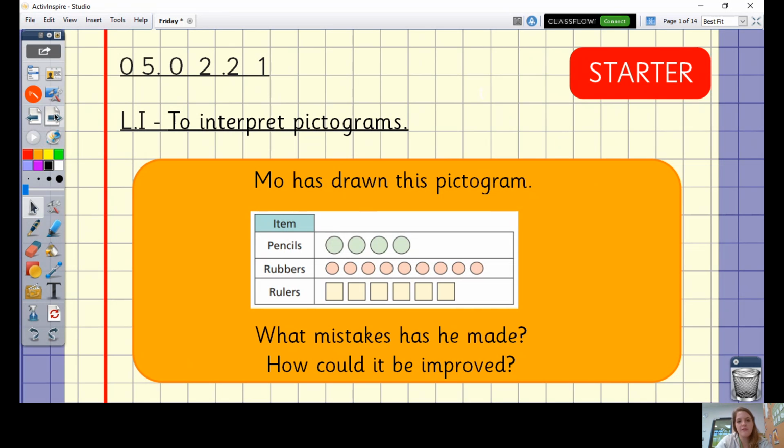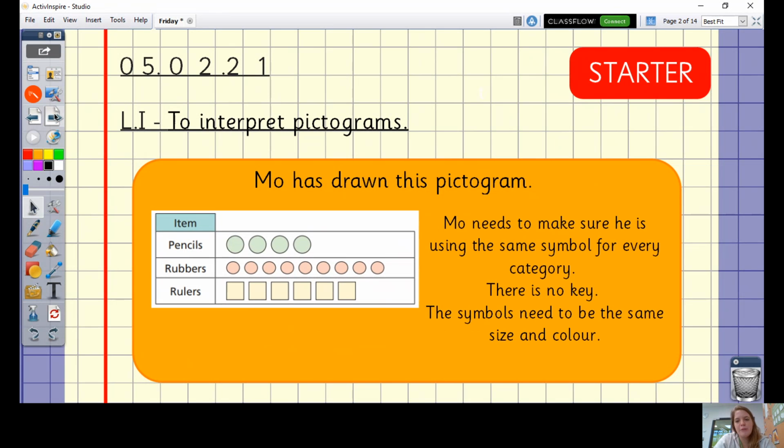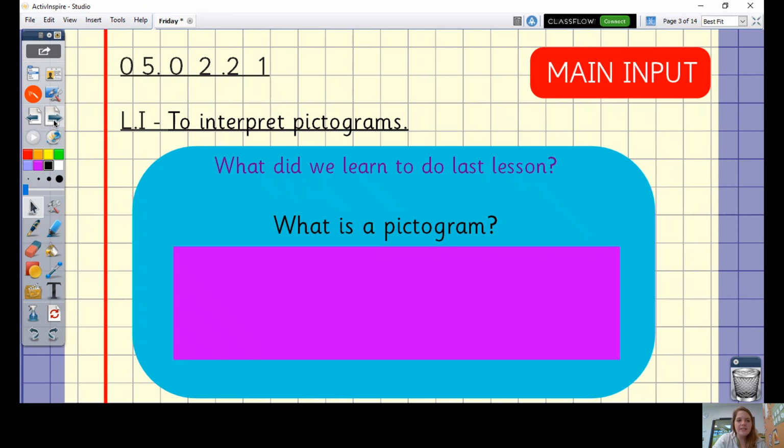Okay, so I've thought of a few things of how Mo could improve his pictogram. One thing is Mo needs to make sure he is using the same symbol for every category, because at the moment he's using blue circles, then pink circles, and then yellow squares. There is no key, and the symbols need to be the same size and the same colour as well. So it's all about those symbols and making sure he has that key so we know what the symbol should be.